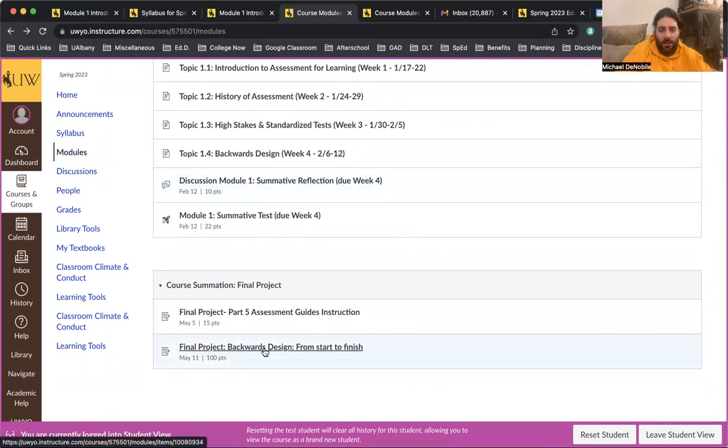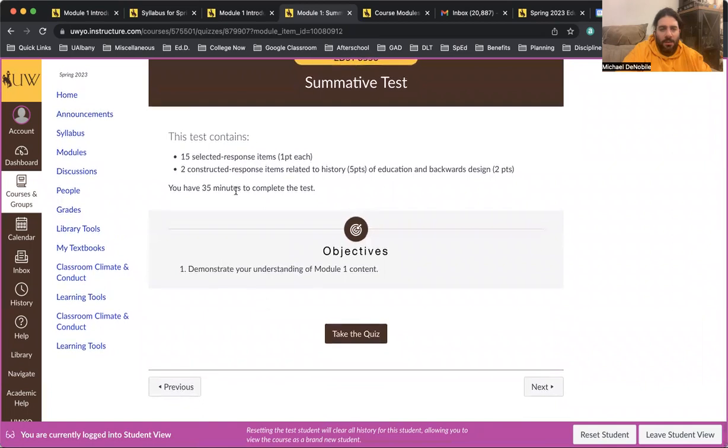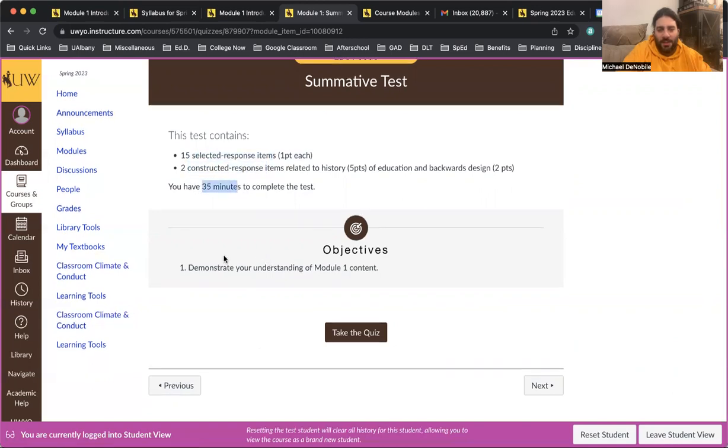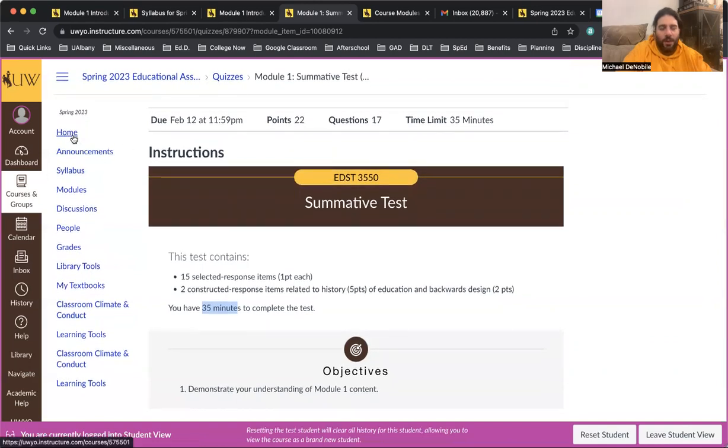And then your summative test is going to be multiple choice question, select response items, and then 2 constructed response items. You'll have 35 minutes to complete the test. Pretty straightforward, pretty short.